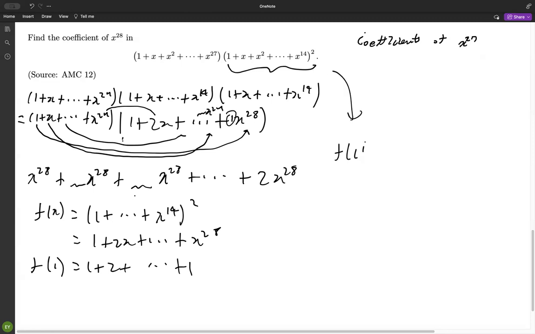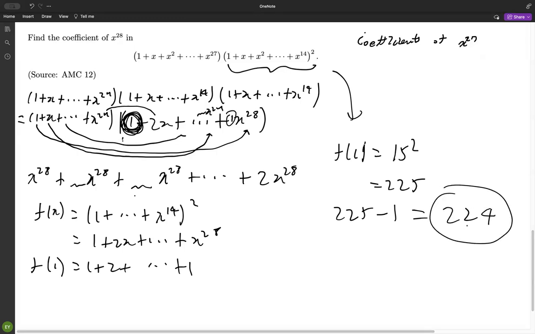So f of 1 is equal to, how many terms do we have here? We have 15 terms. So it is supposed to be 1 plus 1 plus 1 15 times, which is 15. And 15 squared is equal to 225. However, notice that we did not include the 1 here. That means we should subtract 1 from the case, which is 224. So our final answer here is 224.